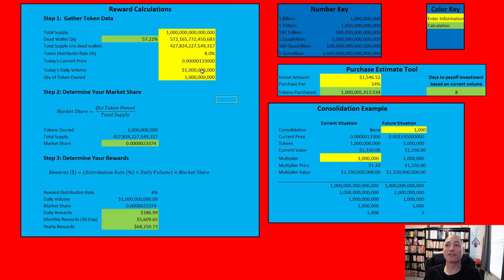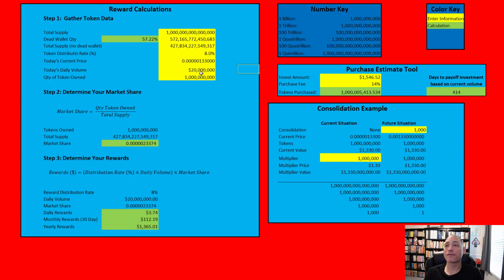Now, $1 billion volume, it's probably not going to happen today, tomorrow, this year, and maybe not even into early next year. I suspect maybe next year we could get there, but that's just guesswork on my part. So let's just say we stay at around 20 million. So with 20 million, it's going to take over a year to earn back your initial investment.